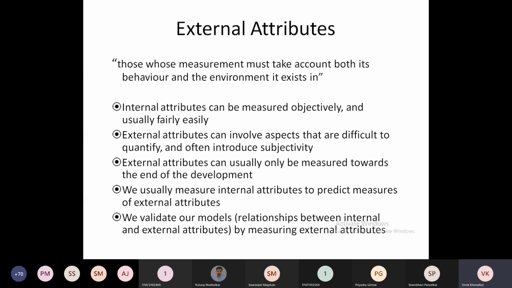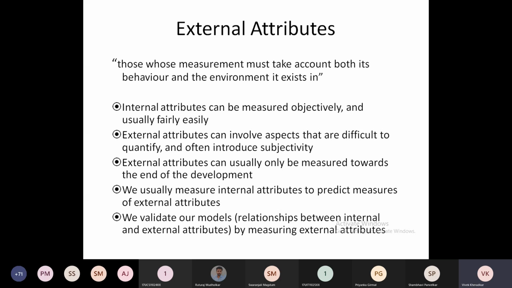But if I think about measuring the internal attribute, some of the attributes also affect it. For example, if you want to measure the software quality, as you know, software quality is an external attribute. We cannot measure it directly. But there are some internal attributes which also represent the software and which affect the software quality. Such internal attributes we have already measured through direct measurement, so we can use them for measuring the external attribute.